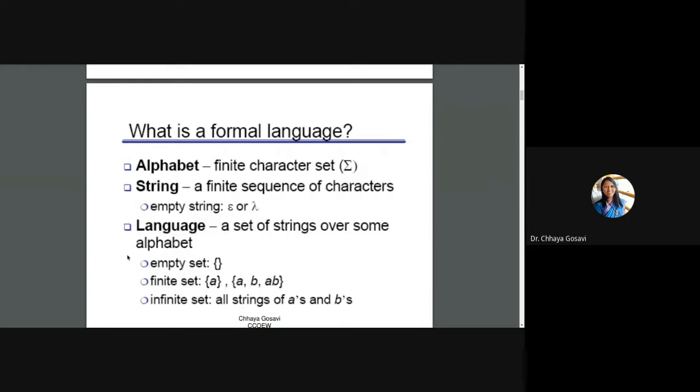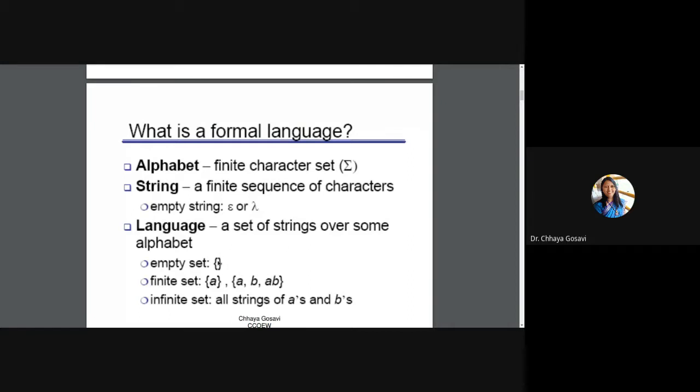And now what is a language? You can define a language as a set of strings over some alphabet. Meaning a set of strings defined for those alphabets. So it will include the alphabets only from that character set. So that is the language. How to define a language? A set of strings over some alphabet.